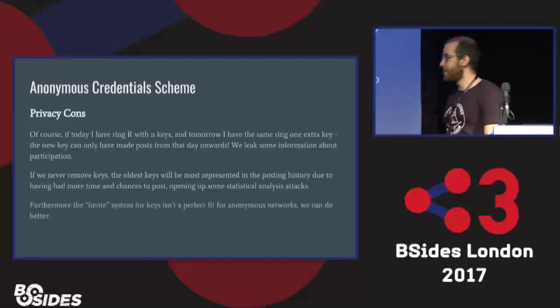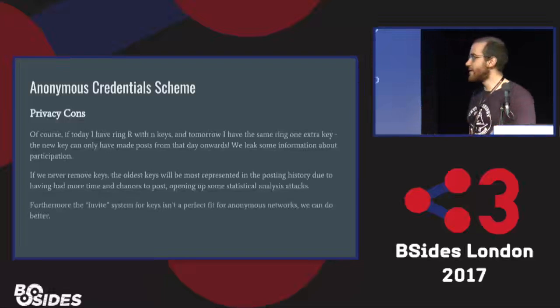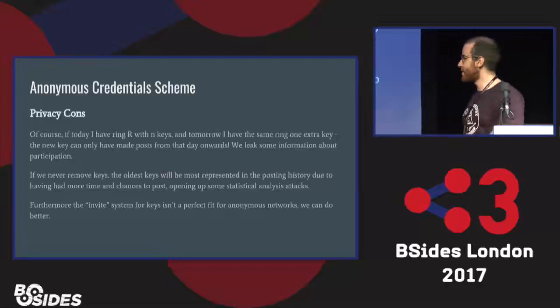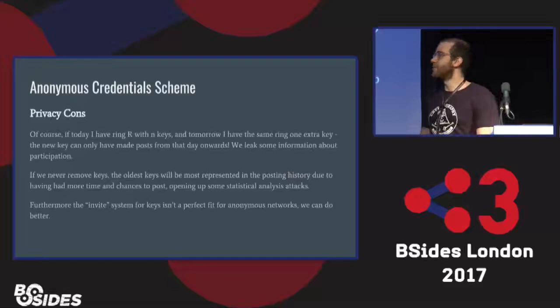Like, the people who have been in there the longest are likely the ones with the most posts, everything else equal. Furthermore, the invite system for keys isn't really a perfect fit for honest networks. We can do better. Imagine if Tor or I2P were invite only. You couldn't spin up a node if you weren't invited. It's not really conducive to these kinds of communities. So, what can we do?